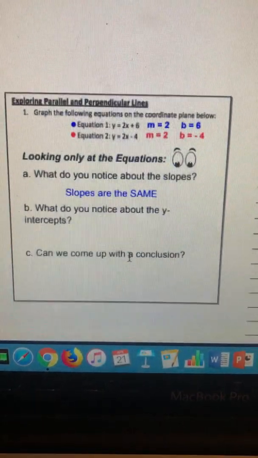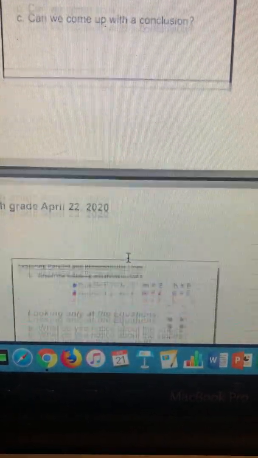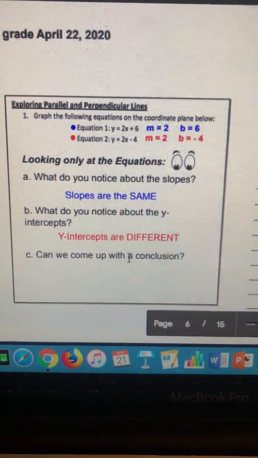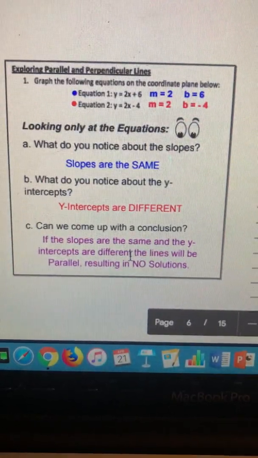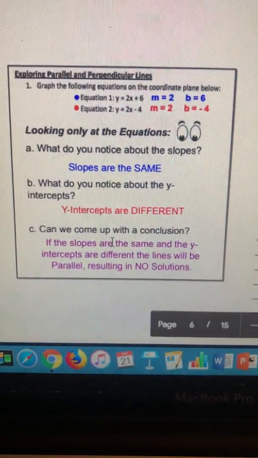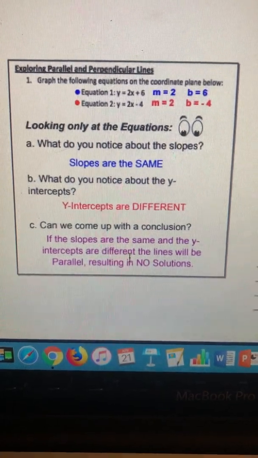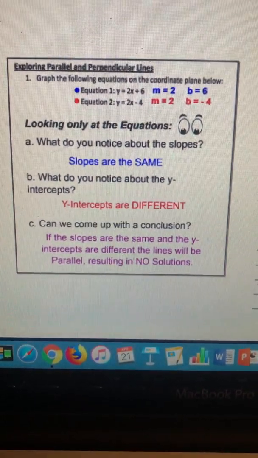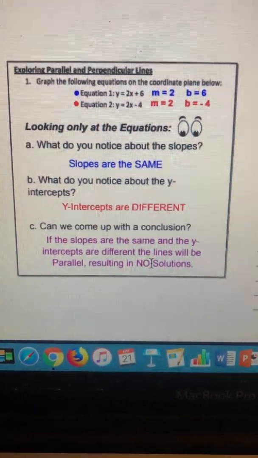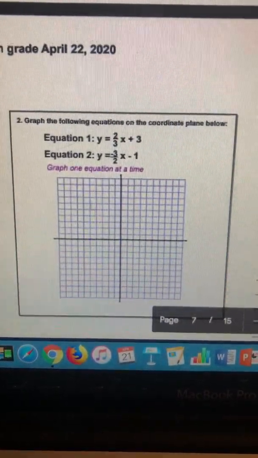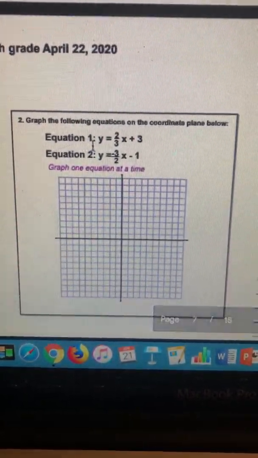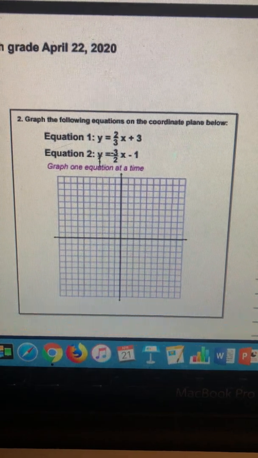So what you should notice about the slopes are that they are the same. What you notice about the intercepts are that they are different. So your conclusion is, any time the slopes are the same and the y-intercepts are different, there will be parallel lines, which results in no solutions. Okay? Then we go on to the next example, and you have two equations again.